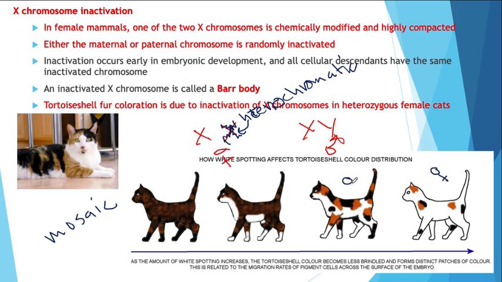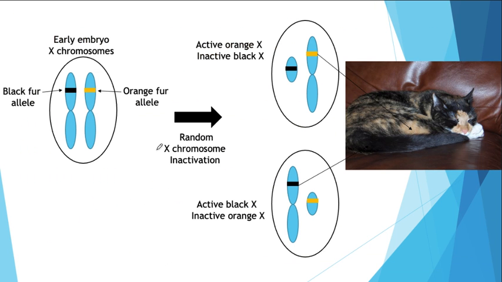Female cat. Okay, variety of possible colors. You can see them distributed here. Okay, always females. When we look here in the embryonic stage, we've got the orange and the black fur allele. Random X inactivation is going to yield one or the other being active, and the descendants of that cell will have the same inactivated X.